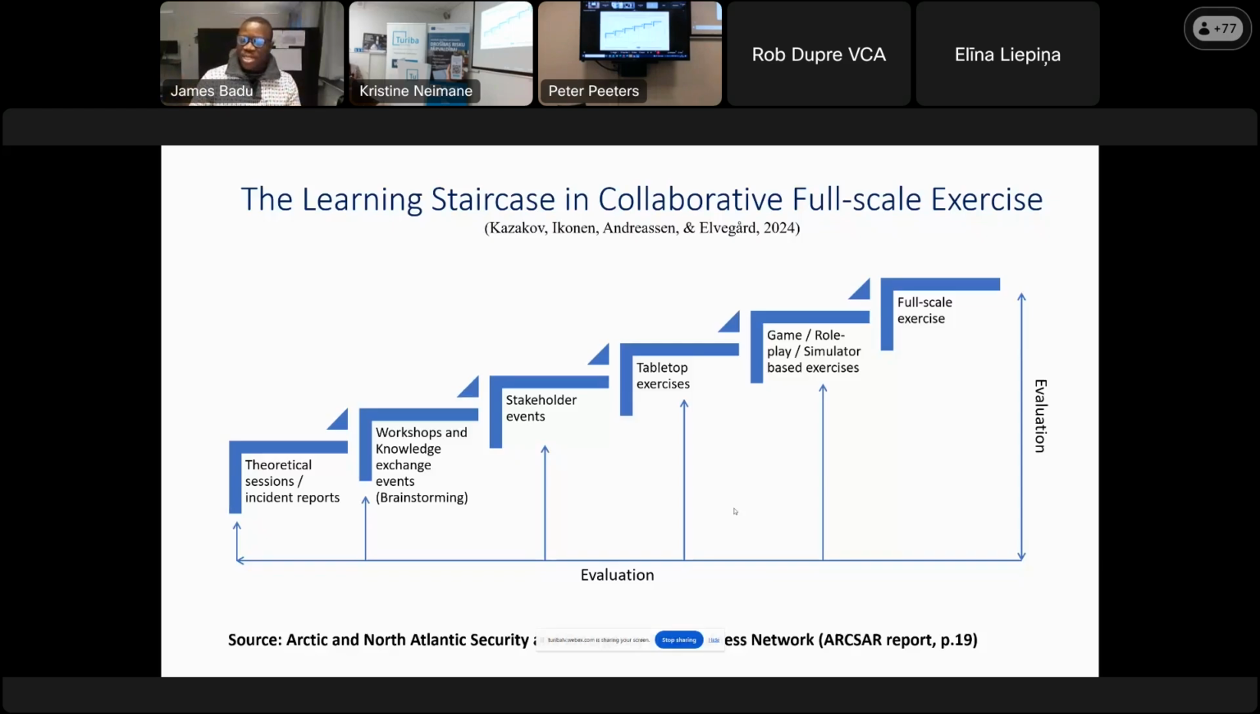But within all this process, we try to make an evaluation. So at every step, we try to evaluate what we can do better. Evaluation is integrated from the initial stages. It's not something we do at the end of the exercise. We do it at every stage of it.